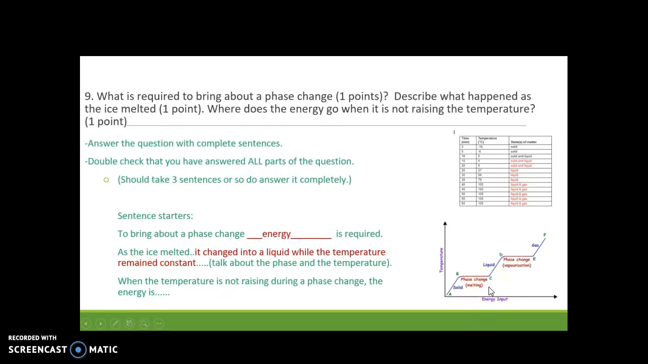So what's happening? When the temperature is not raising during a phase change, what's happening to the energy? It's still being put in because my graph says right here that energy is increasing. So increasing energy, but no temperature change. What is going on? What is that energy being used for? That's the question. Energy is being used to melt the ice. Right here, it's being used to melt the ice.